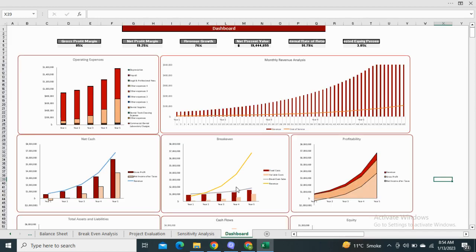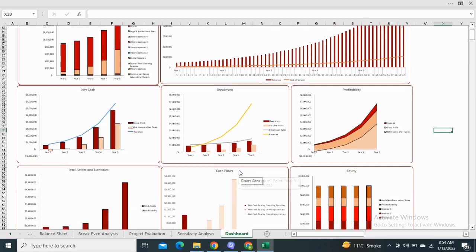Moving on to the dashboard, it shows the most relevant financial graphical representation of your model and depicts the key financial metrics for a better understanding of your performance measures.